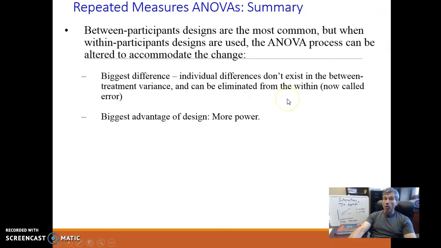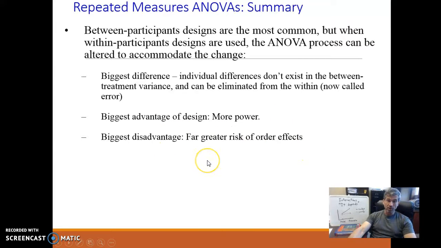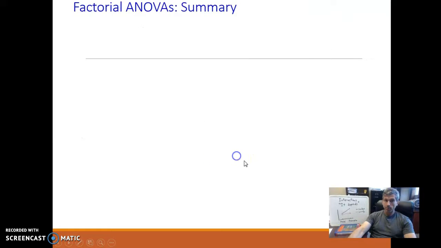The biggest advantage of our within participants or repeated measures designs is they are more powerful. The biggest disadvantage is you get a much bigger risk of those order effects. And this disadvantage is the reason why a lot of researchers shy away from this. You mostly see it in longitudinal designs when you're testing people with long periods of time between individual measurements.